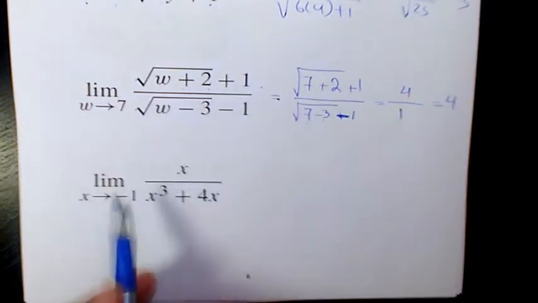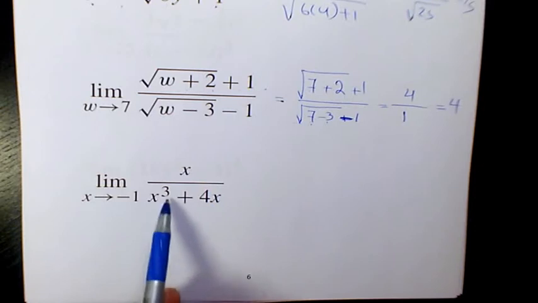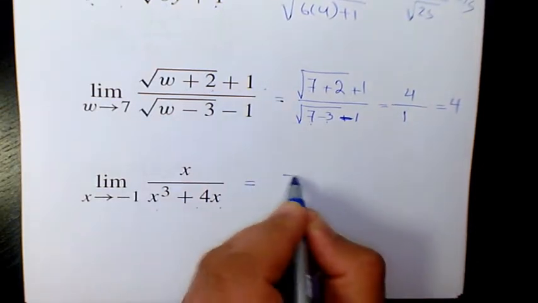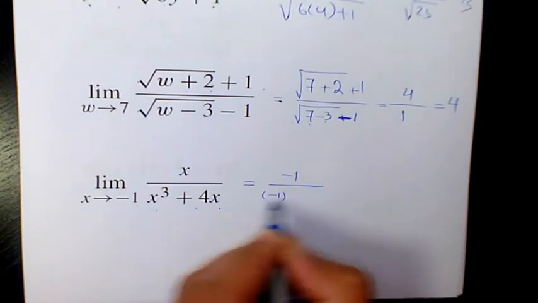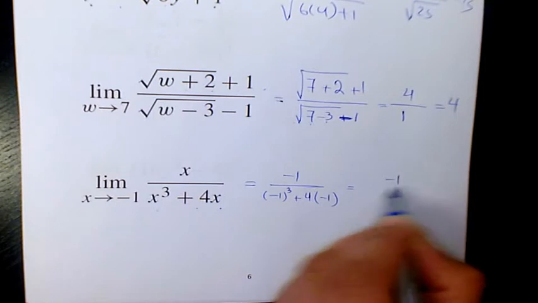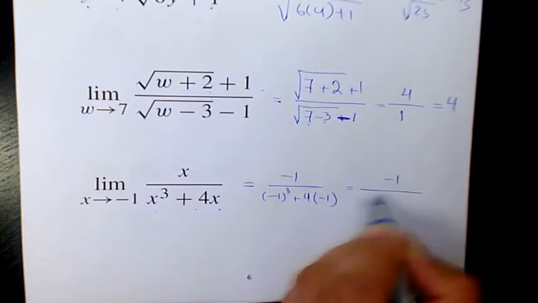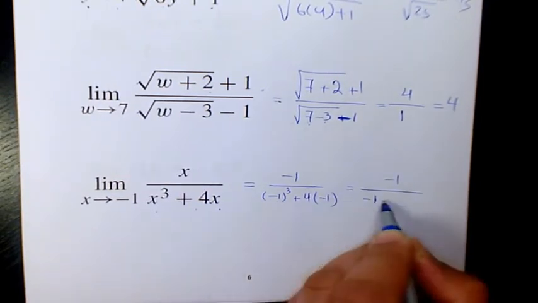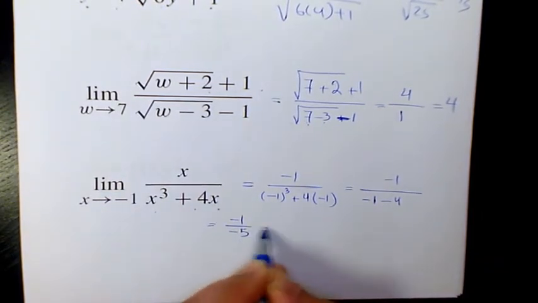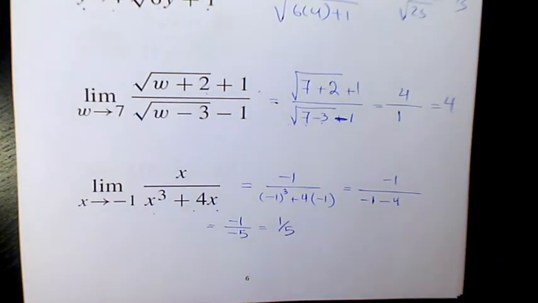Next one. Limit of x over x cubed plus 4x. It's going to be negative 1 divided by negative 1 to the power of 3 plus 4 times negative 1. So we have negative 1. Negative 1 to the power of 3 is negative 1. 4 times negative 1 is negative 4. So it's going to be negative 1 over negative 5, which will be 1 over 5.